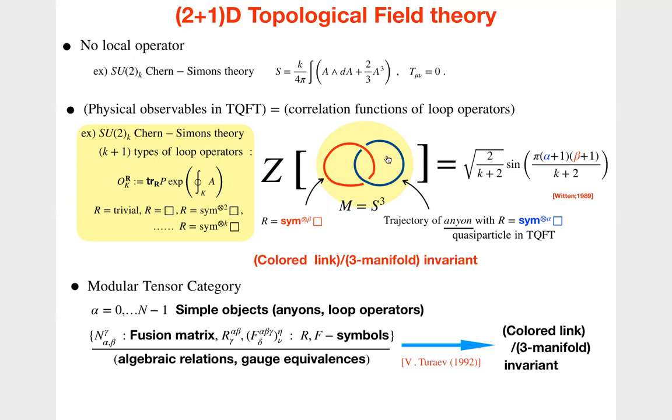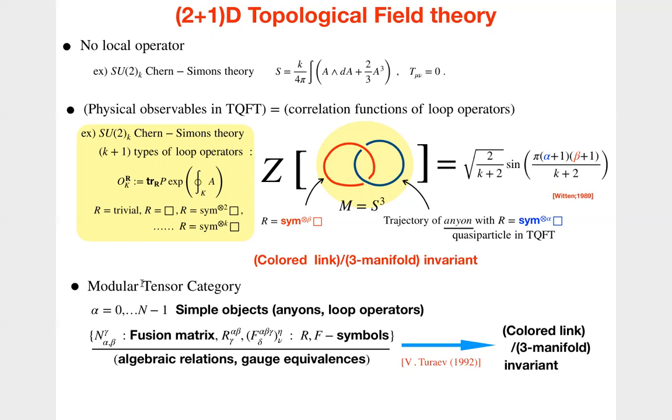This correlation function shows some relations imposed by the topological property of this theory. And then the most general way to construct topological colored link or three-manifold invariants is using modular tensor categories. So this can be regarded as some basic information of the topological field theories. This is analogous to the spectrum of all the local operators and the OPE coefficients for local CFTs.